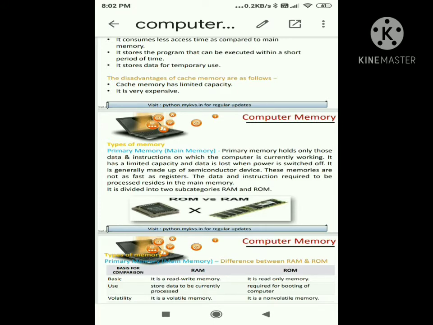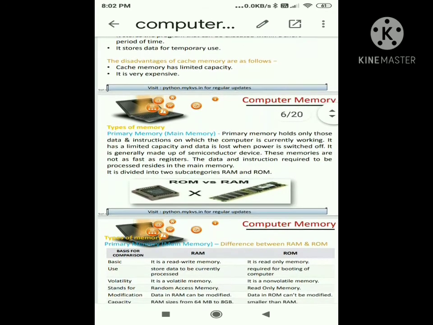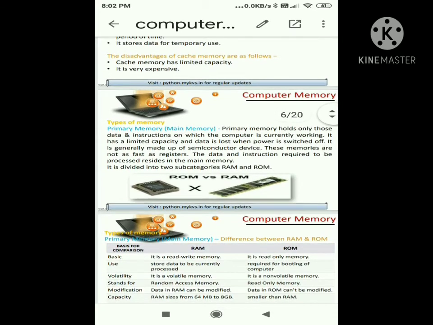The uses are: RAM stores data to be currently processed. ROM is required for booting of the computer. Then volatility. RAM is a volatile memory, whereas ROM is non-volatile memory.